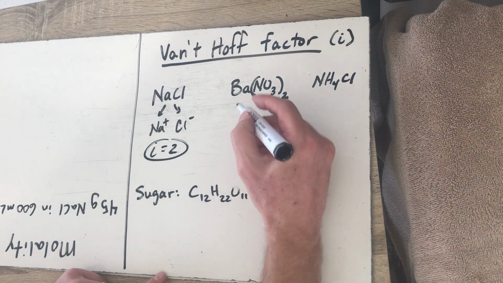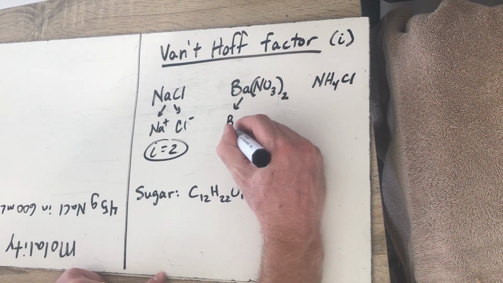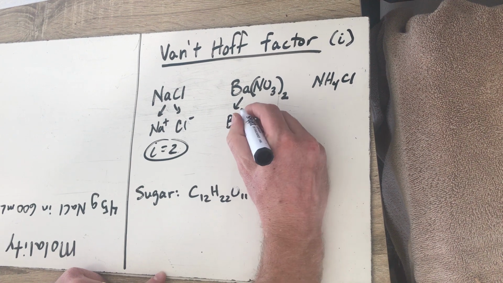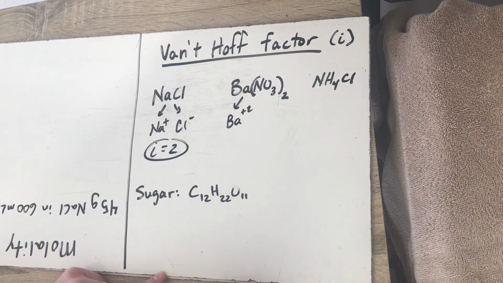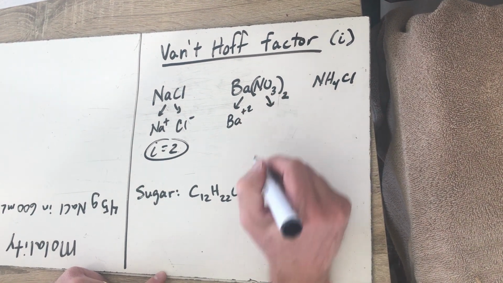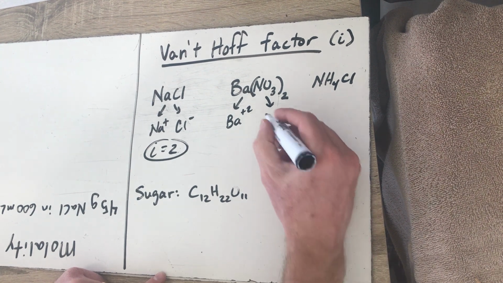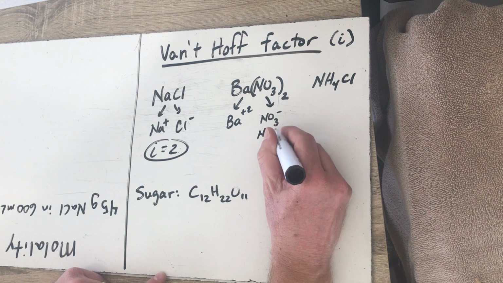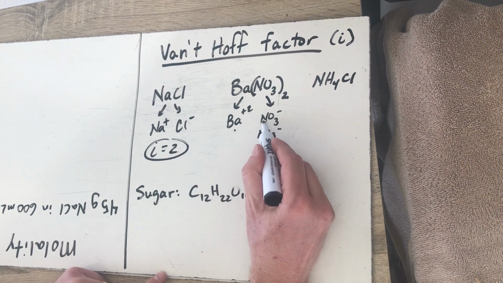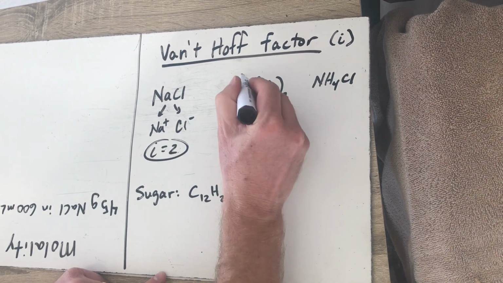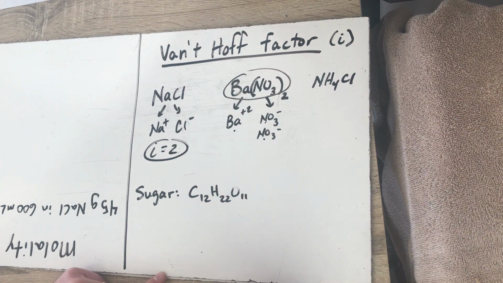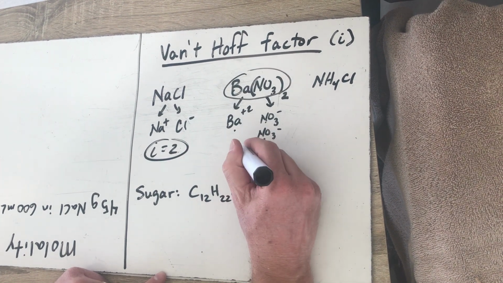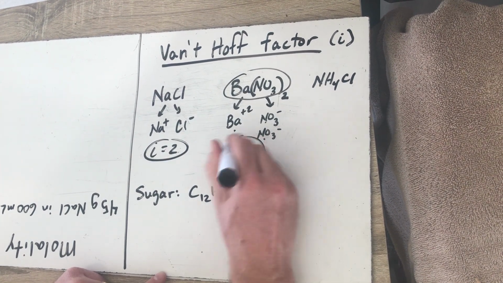If we look at barium nitrate, we know that barium will break up into an ion that's got a positive 2 charge. It loses 2 electrons. And then each of these nitrate groupings gains one of those. So I get a nitrate ion, and I get another nitrate ion. There's actually 1, 2, 3 different particles that come from this original molecule right here. So my Van Hoff factor is going to be 3.